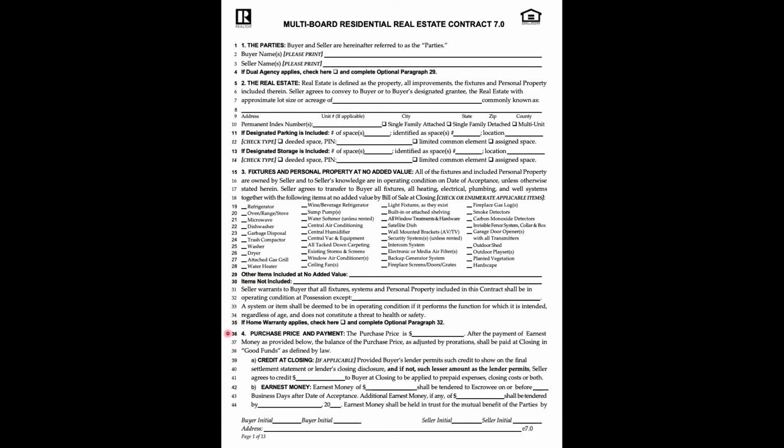Paragraph 4, the purchase price. This is where you're going to offer your price. Enough said. Line 39, Section A, credit at closing. For a home buyer, your closing costs are going to be around 2 to 3% of your final sale price. This is in addition to your down payment and your earnest money.